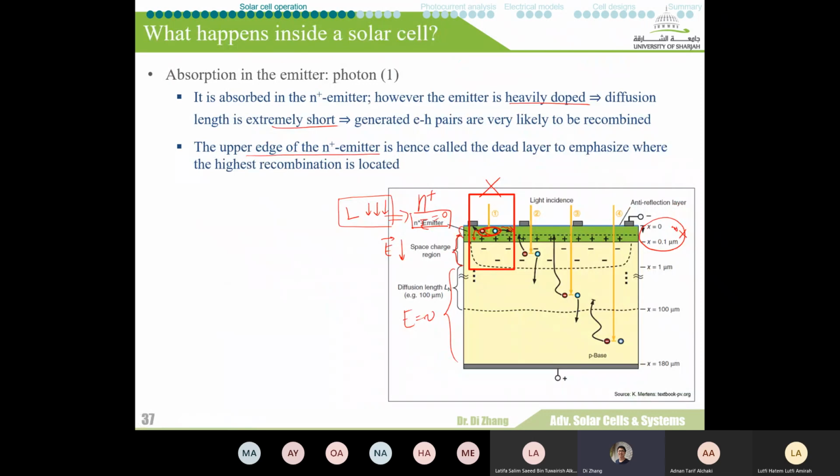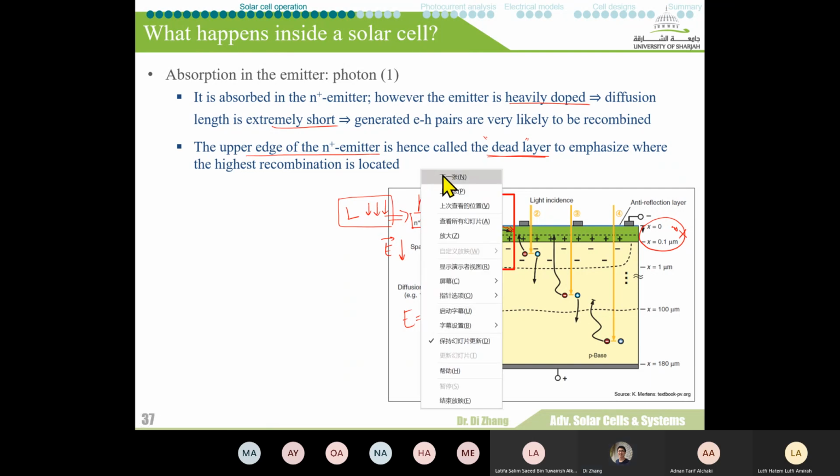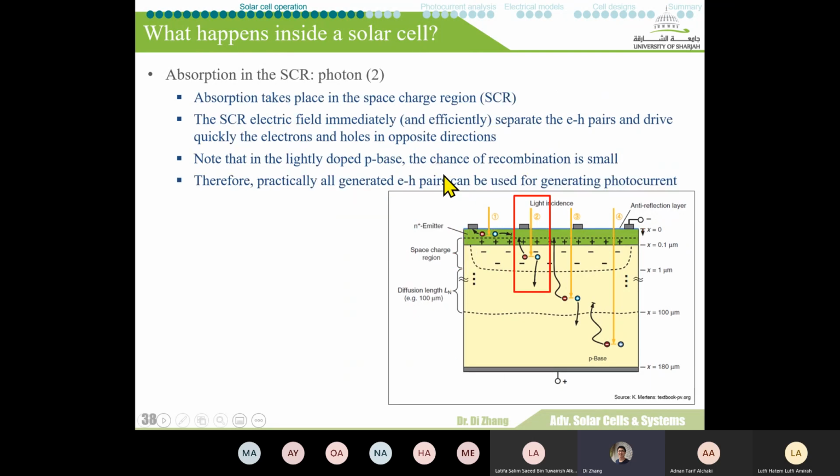typically we also call the N+ emitter region the dead layer in a silicon solar cell, because most of the time the absorption happening here is not going to contribute to the electricity, to the power. Okay, so that is the first scenario. Let's look at the second scenario here.